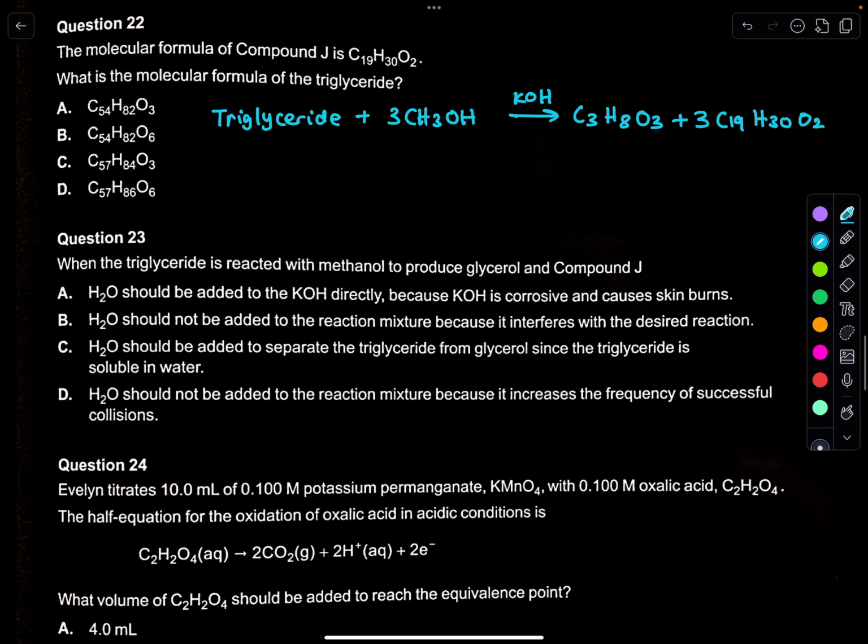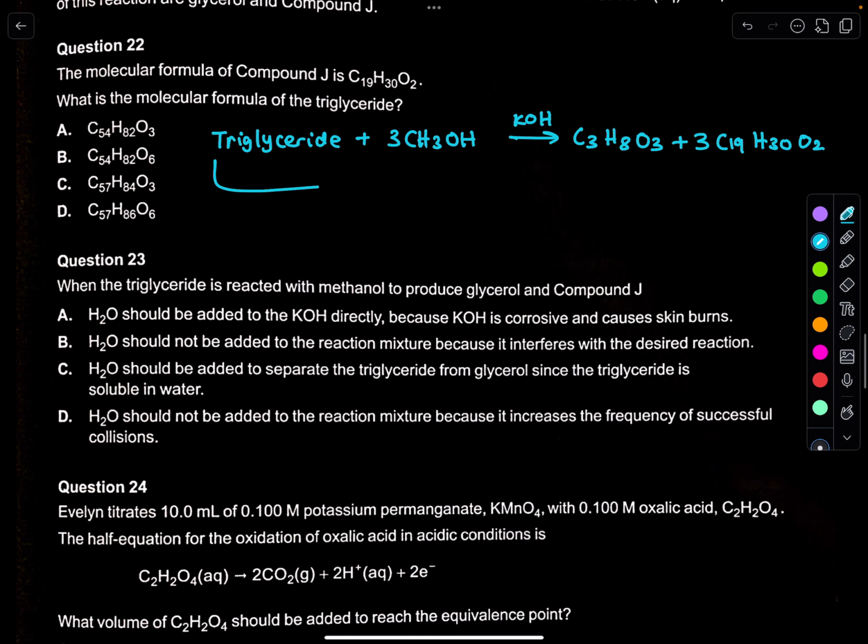Of course, this is a balance, so it's really easy to find the amount in the triglyceride. How many carbons are on the right-hand side overall total? There's 3 here, and there's 19 times 3. So what's 19 times 3? But don't forget the plus 3. There's overall 60 carbons on the right-hand side. Of course, this one here takes how many carbons? This one has already taken 3, so there has to be C57, because 57 plus this 3 will make them equal.